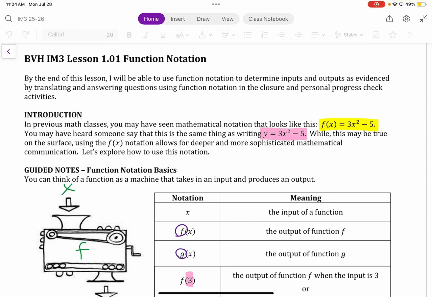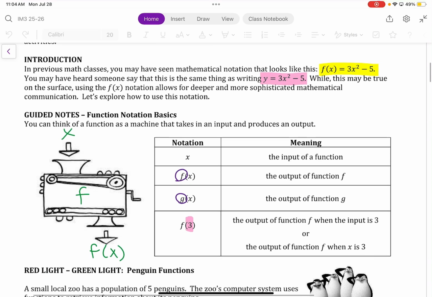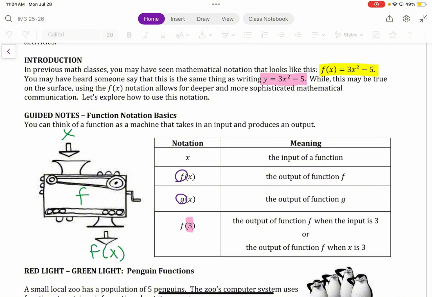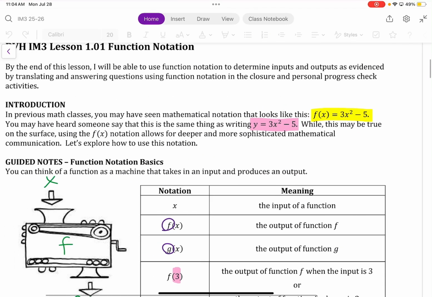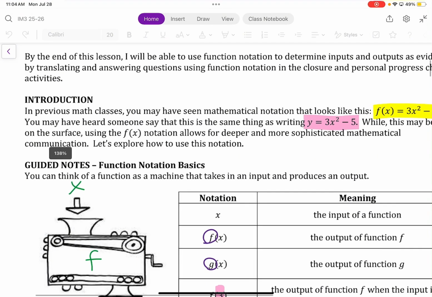So, let's begin by looking at the introduction. Previously, you have looked at mathematical notation when it comes to functions, and you might have seen something that looks like this: f of x equals 3x squared minus 5. A lot of you might not know what that means, but f of x means function of x.